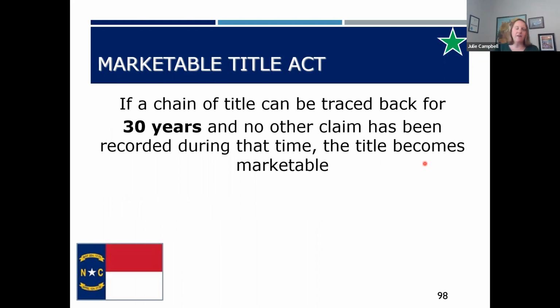Now, if they go back and they find a kink, they may have to go back longer than 30 years. But if they do their title search and in 30 years they see no issues, no defects, then they can determine that the title is marketable. They can determine after their 30-year history search that what they're giving their buyer client is that clear, marketable title.